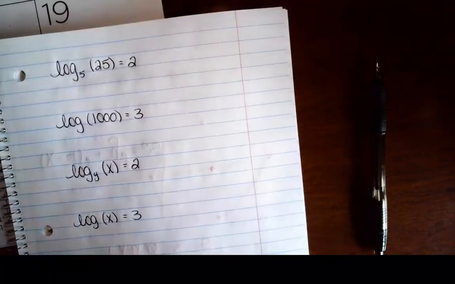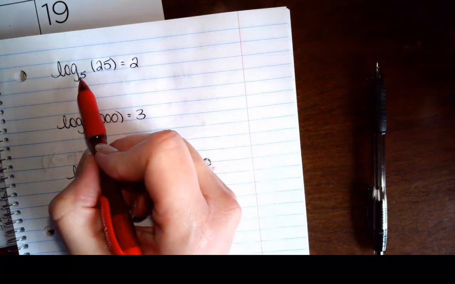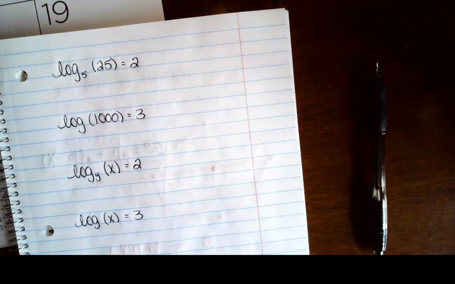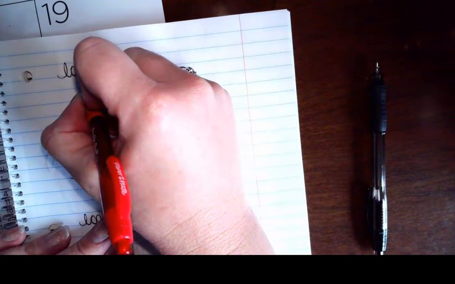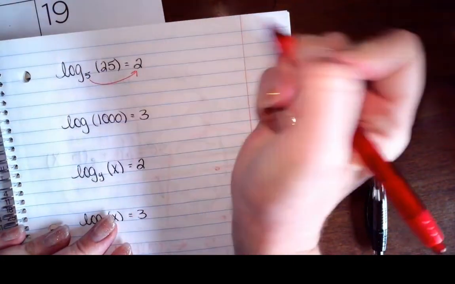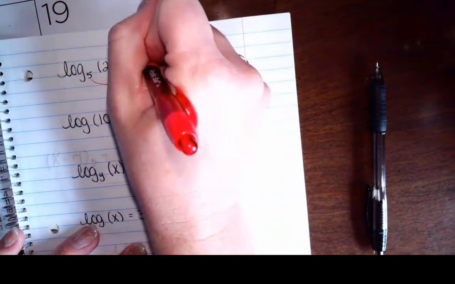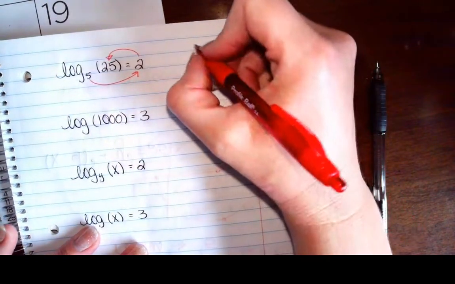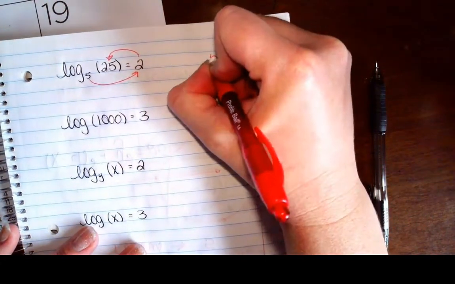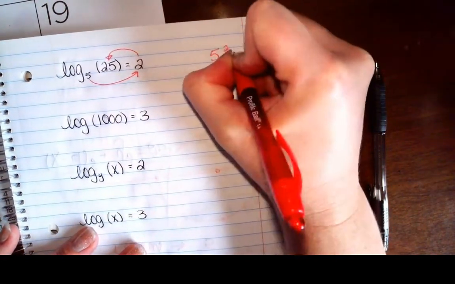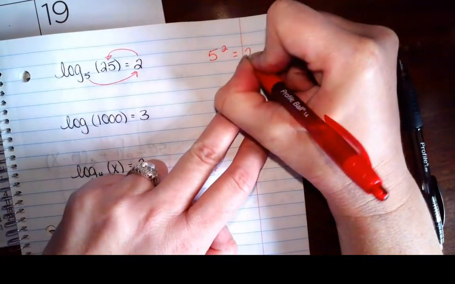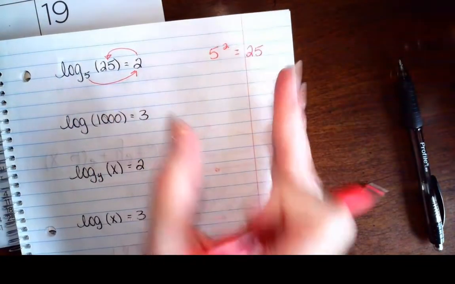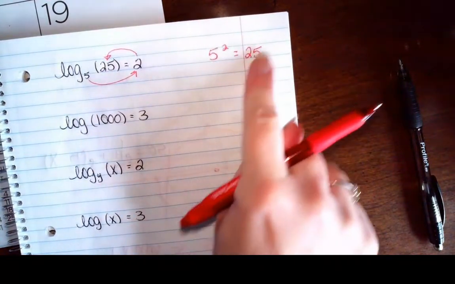So what I have first is your little subscript. This is your base. And I'm going to do a little backward circle thing, okay? So I have the base raised to this power will equal the argument, okay? So how do I write this in exponential? I'm going to have 5 to the second power is 25. I'm not going to simplify anything. I'm just practicing writing the notation. So this is exponential notation.